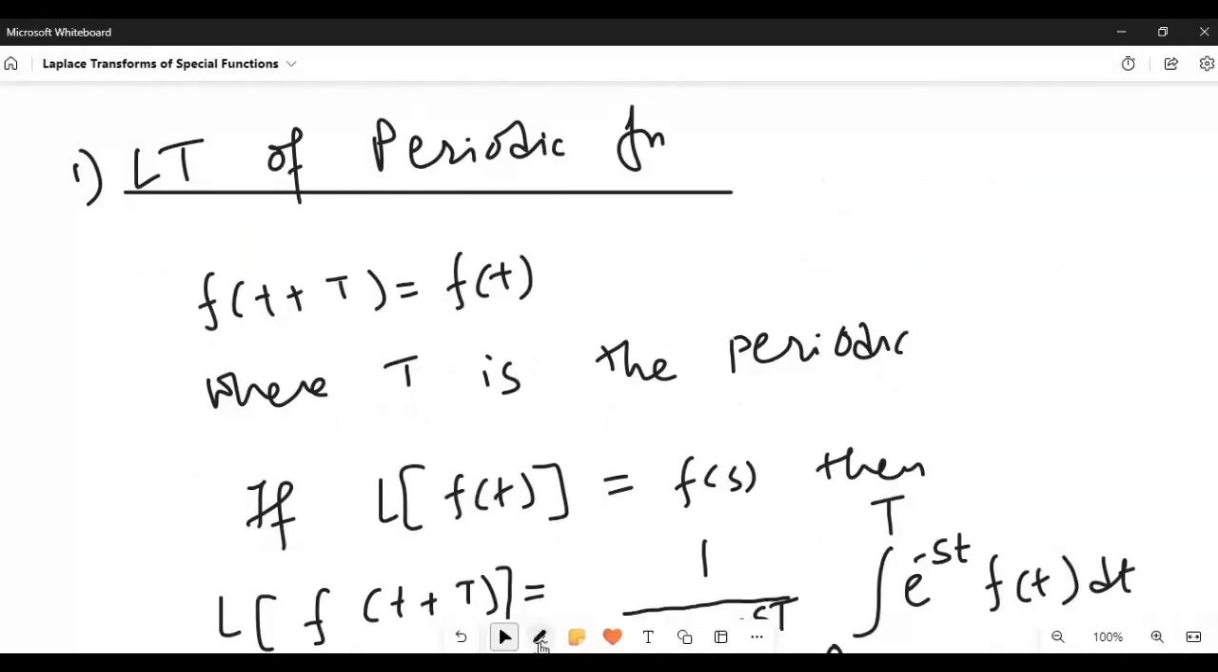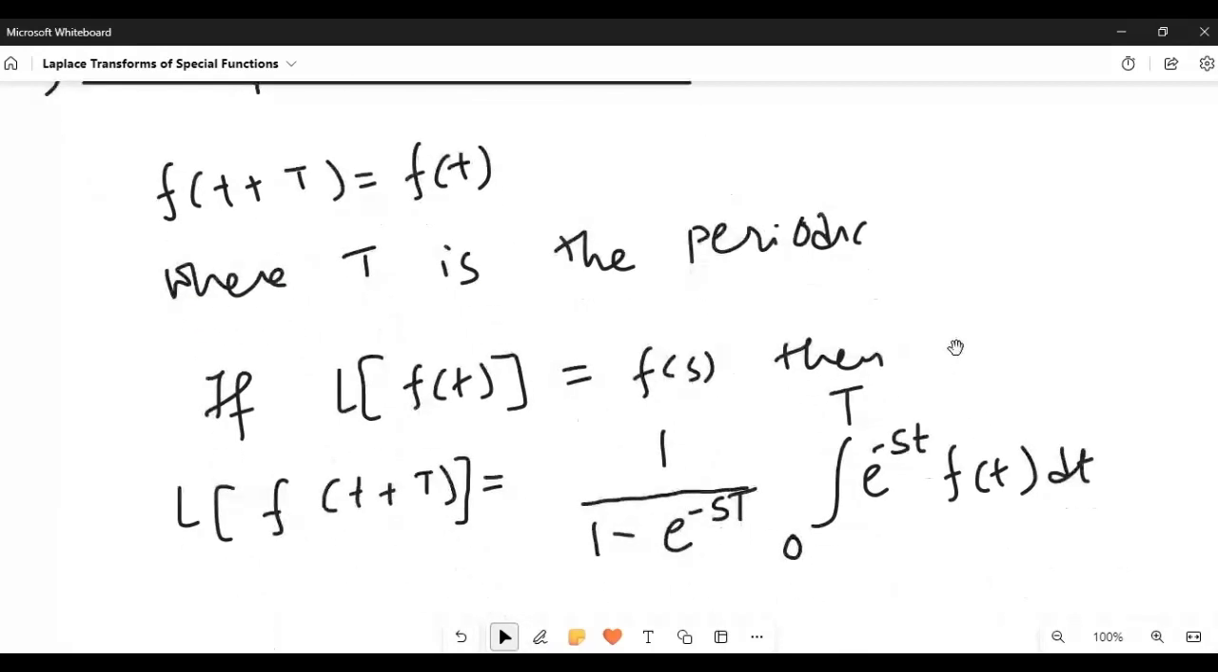Now we will start with Laplace transform of periodic function. So periodic function is defined as f of t plus capital T is equal to f of t, where T is the period.